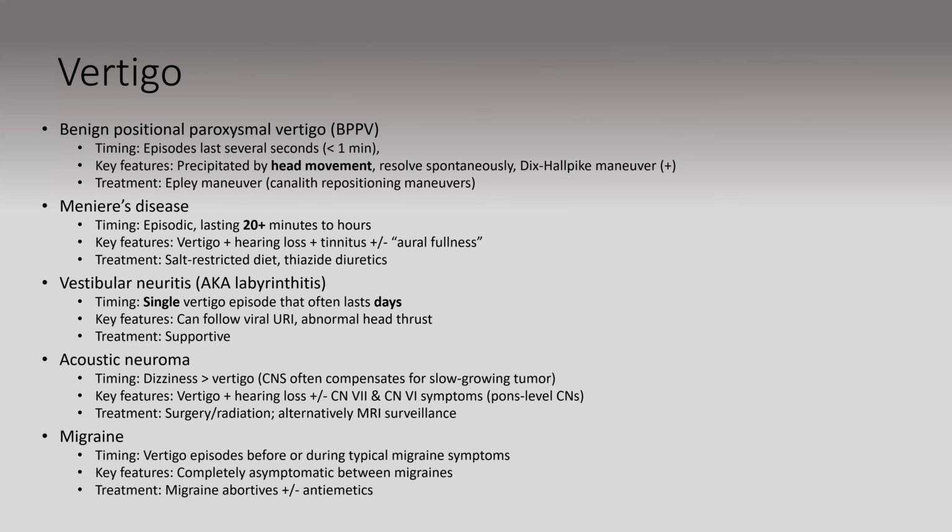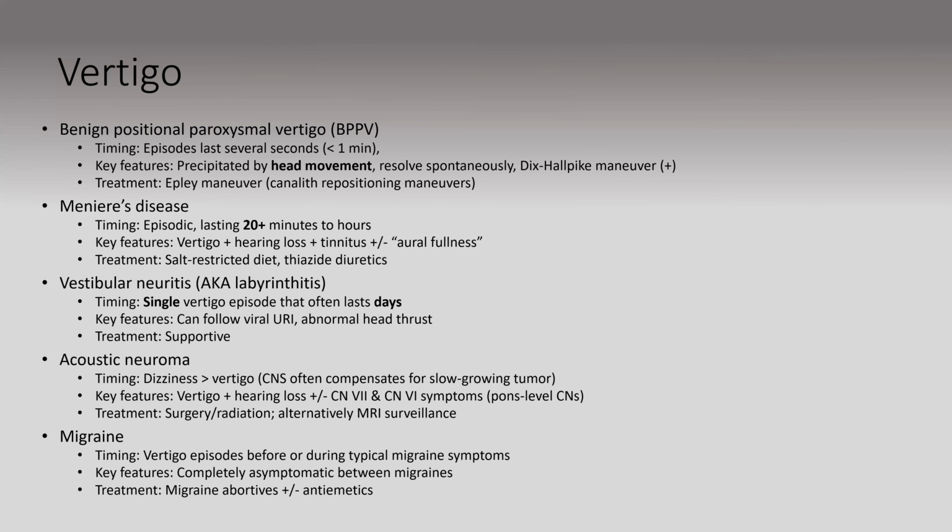And then we have vestibular neuritis, a subtype of which is labyrinthitis. So this is a single episode. That's how you tell between the first two and vestibular neuritis. And it can last days. And so this is a classic post-viral syndrome, all the things that can occur right after a viral illness. Vestibular neuritis is one of those.